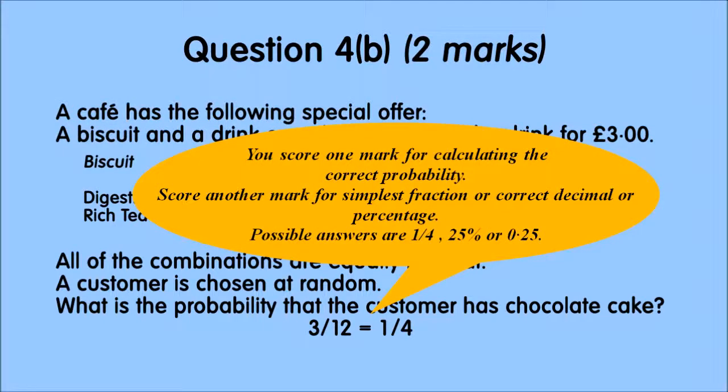You score 1 mark for calculating the correct probability, and another mark for the simplest fraction, or correct decimal or percentage. Possible answers are 1/4, 25%, or 0.25.